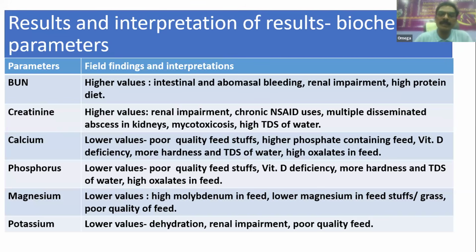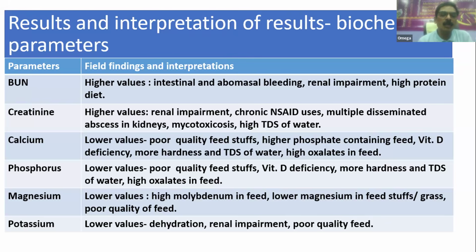Whenever the TDS of water is high, in that case also there are chances of increased creatinine levels in sheep and goat. Then lower calcium levels can be observed because of poor quality feedstuffs, high phosphate-containing diets, vitamin D deficiency, more hardness of water, more TDS of the water, and high oxalate in feed. In those conditions, we get low calcium levels.